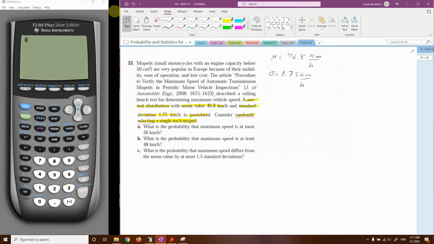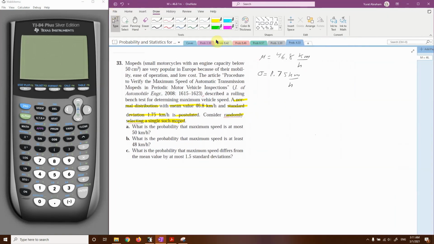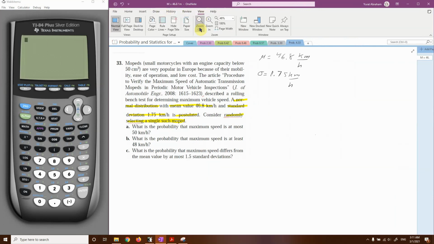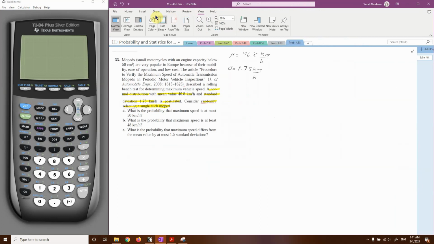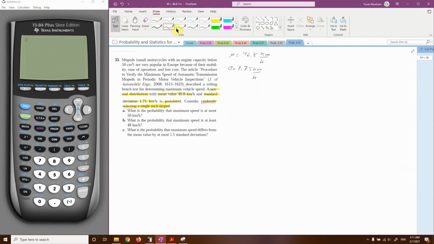Let me make this a little more comfortable. Here we go. Zoom out a little bit. All right. So I'm going to make my bell curve. There we go. It's not a perfect one, but it'll do. So my mean is right here.